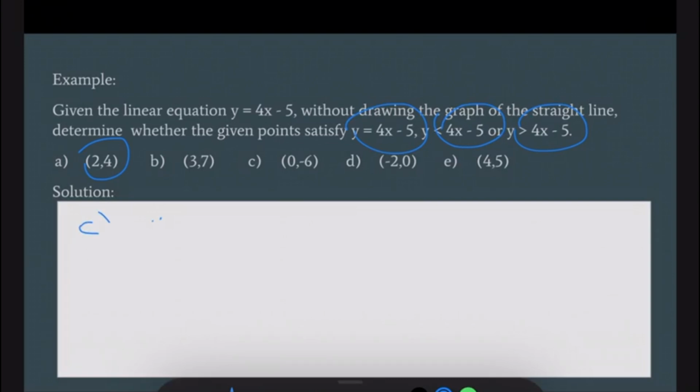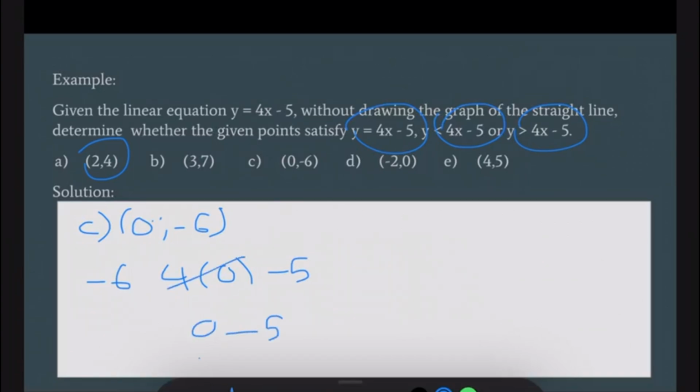For C, we have 0, negative 6, right? So the y-axis is negative 6, gradient is 4, the x-axis is 0, minus 5. So what do we get? This one we get 0 minus 5, so we are left with negative 5 and negative 6. So which one is bigger? Negative 5 is bigger than negative 6. So that means for C, y is less than 4x minus 5.